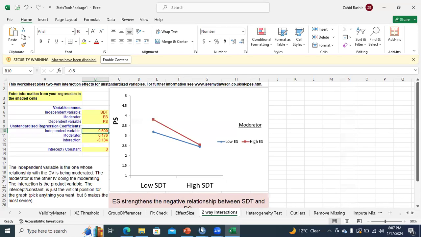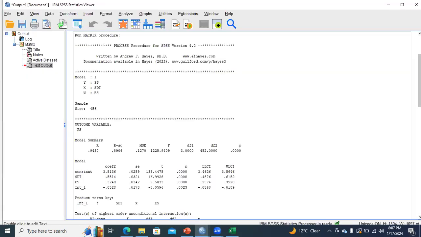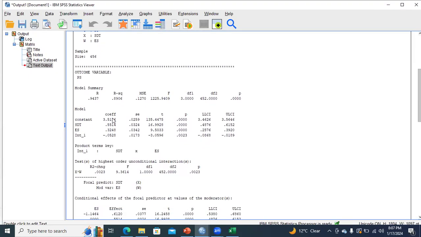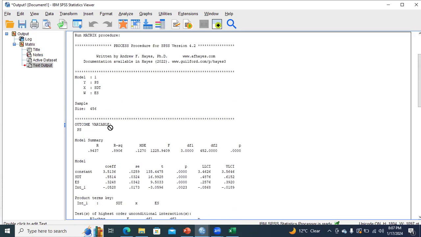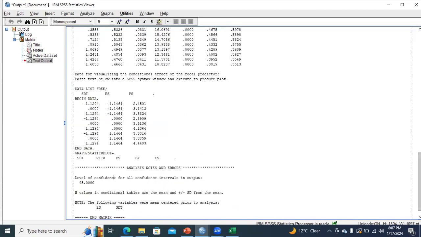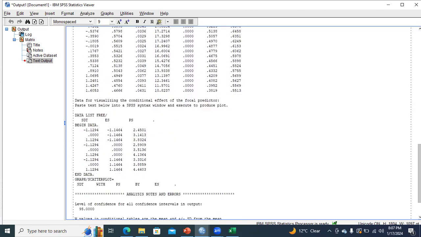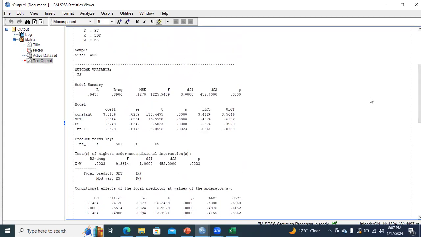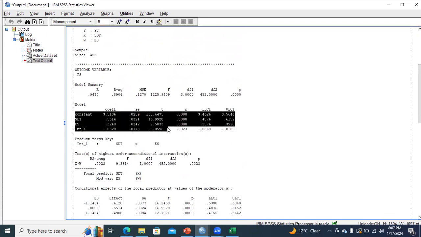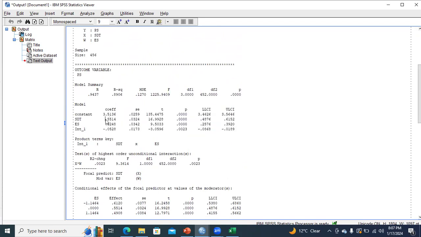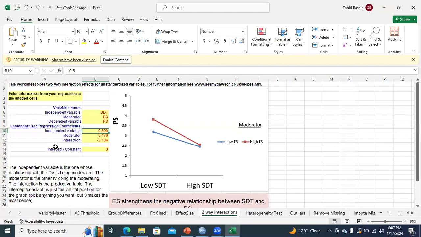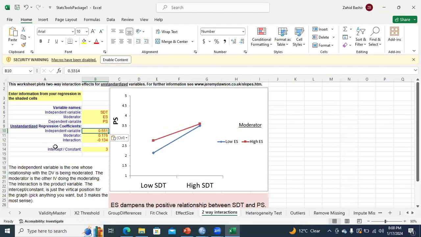So how can we find the coefficient value of SDT? You can see the coefficient value over here. Our independent variable is SDT. So we need to copy the coefficient value from here. Simply double click. Yes, you need to click and you need to copy the value from here. You need to paste the value over here in front of independent variable.